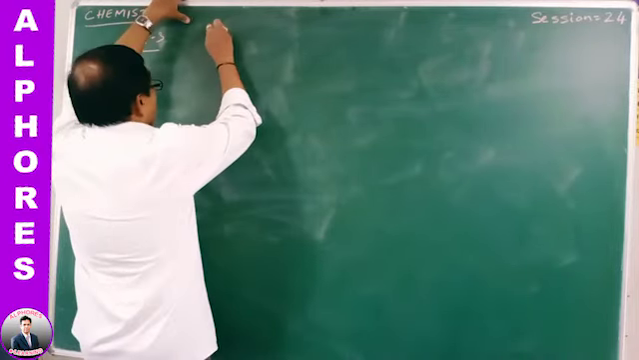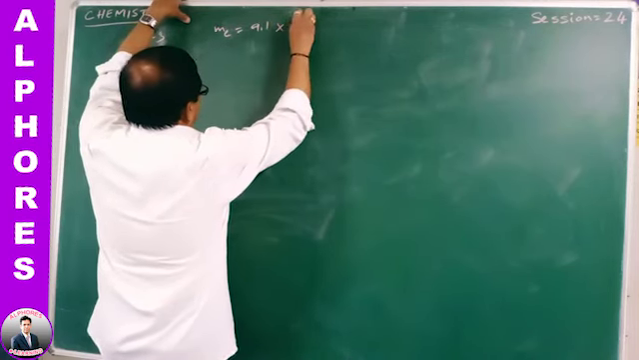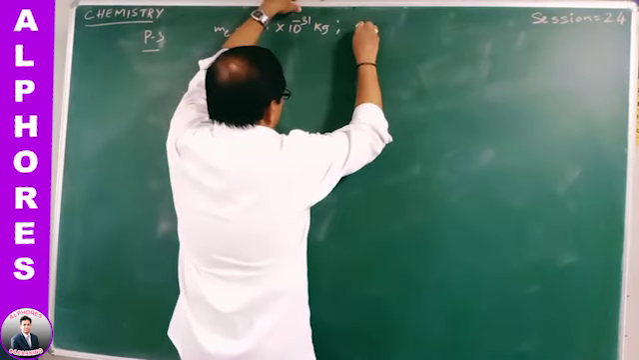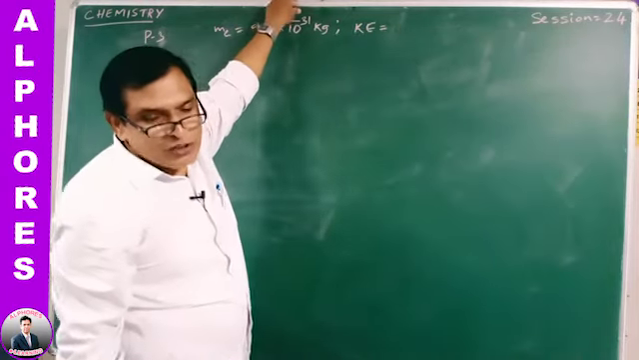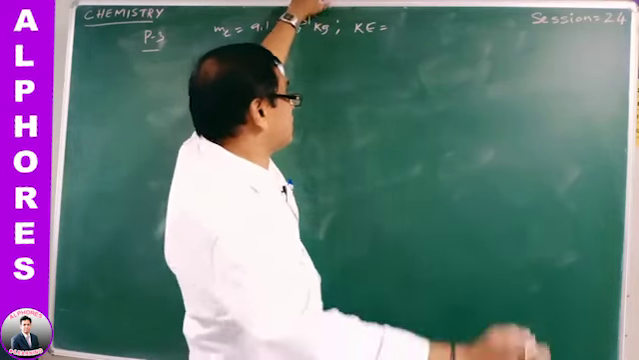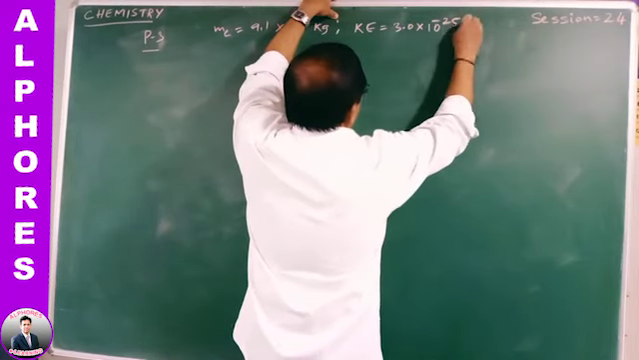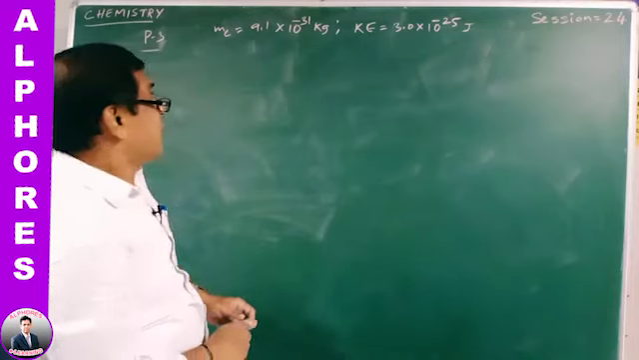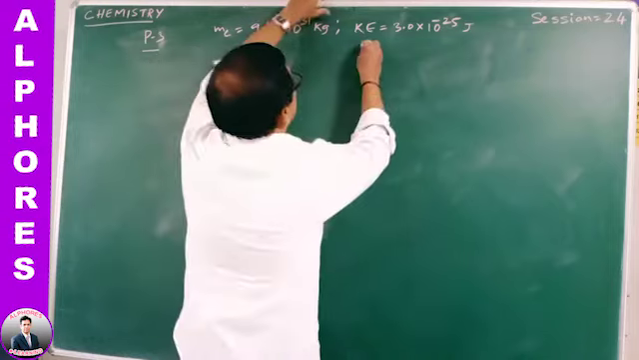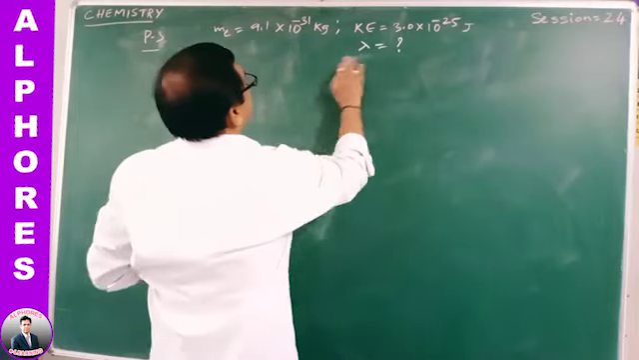Mass of the electron is given, that is 9.1 into 10 to the power minus 31 kg, and kinetic energy of the electron is 3 into 10 to the power minus 25 joules. What we have to find is lambda, that is lambda equals question mark, that we have to find out.